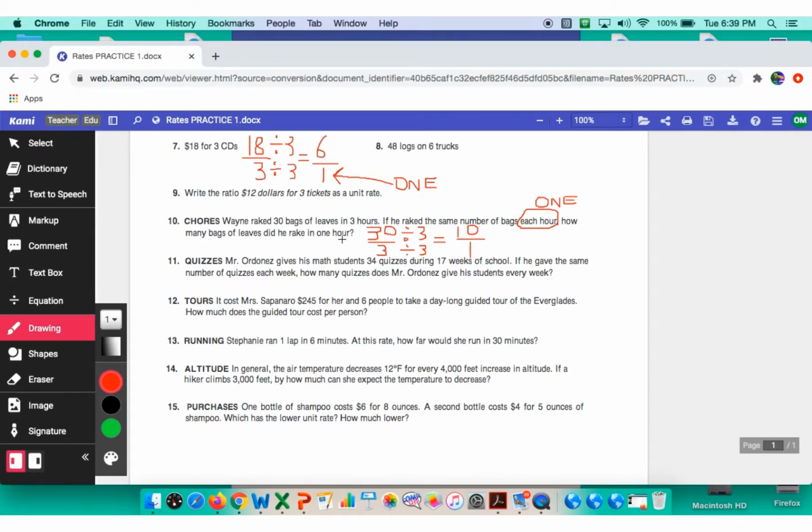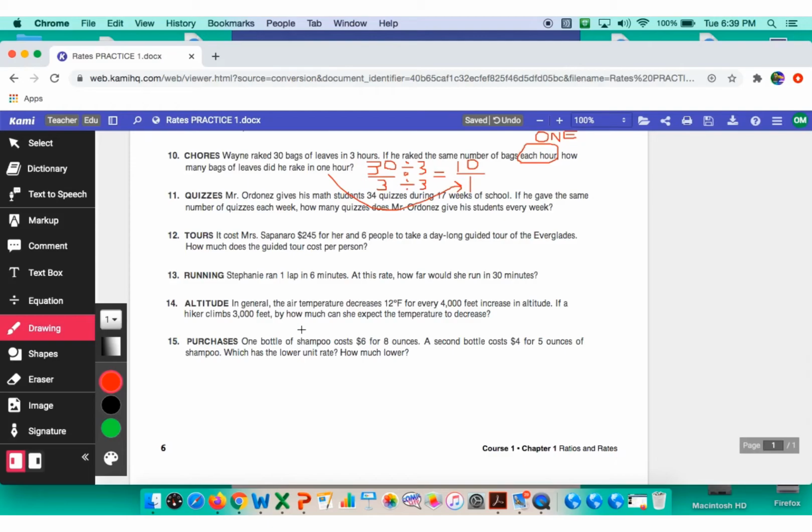Okay, I think we'll do one more. This one might be a little more challenging. So we'll take a look at number 15. So now you have a situation here. You can get shampoo 8 ounces for $6. And you can get 5 ounces for $4. So the question is, which one is a lower deal?